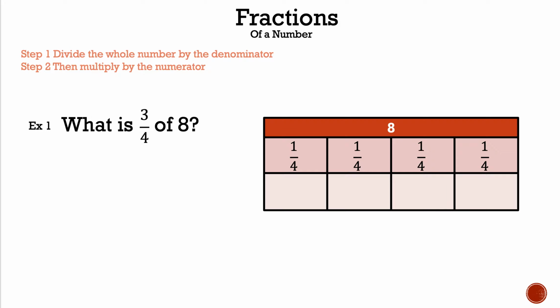Step 1, divide the whole number by the denominator, which is the number on the bottom. Step 2, then multiply by the numerator, which is the number on top. Okay, let's read the example. What is 3/4 of 8?